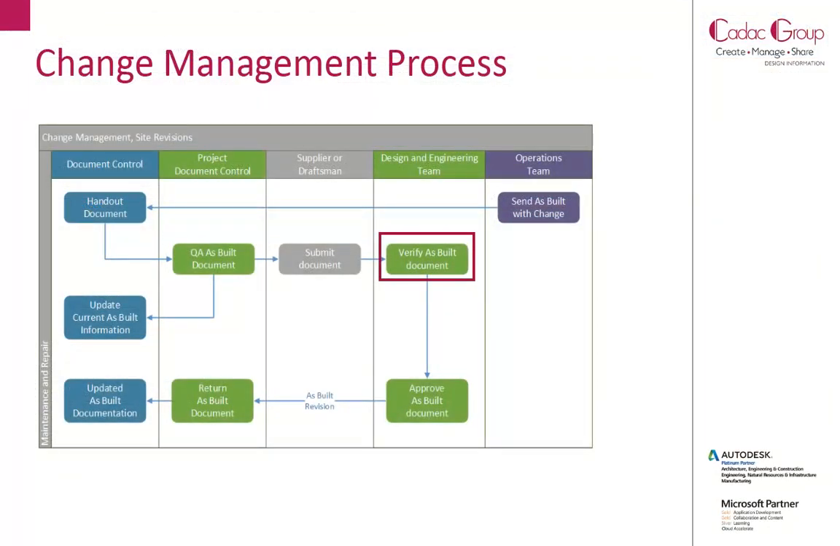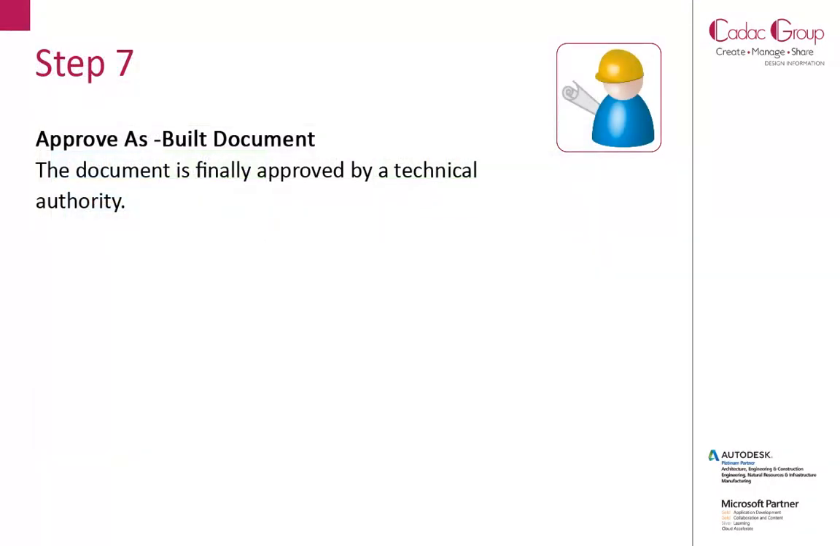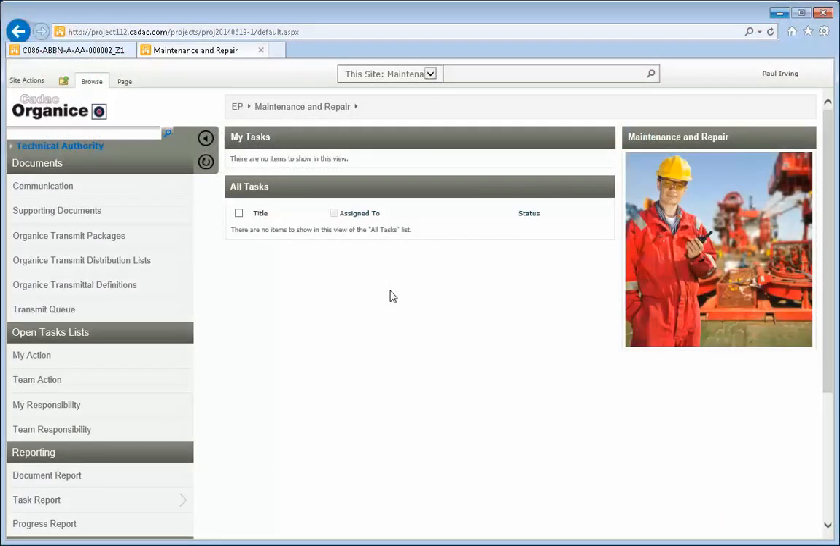In the next step of the process, the P&ID is approved by a technical authority to ensure quality and correctness of the as-built documentation. Step 7. Approve as-built document. The document is finally approved by a technical authority. We are currently logged in as the technical authority engineer on the project environment site.